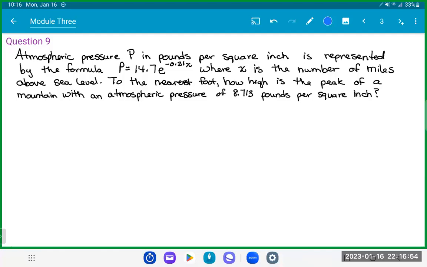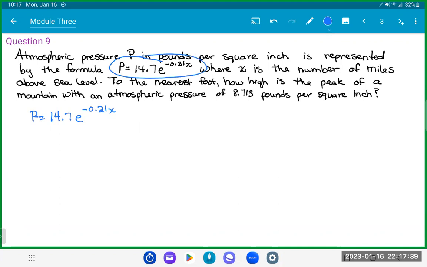Okay, for this problem, we are going to look at question number 9 out of module number 3. In this problem, we're asked to determine the atmospheric pressure given a specified value in pounds per square inch. So we have our equation here, which is P equals 14.7 e to the negative 0.21x. That's what we're given here in the problem itself.